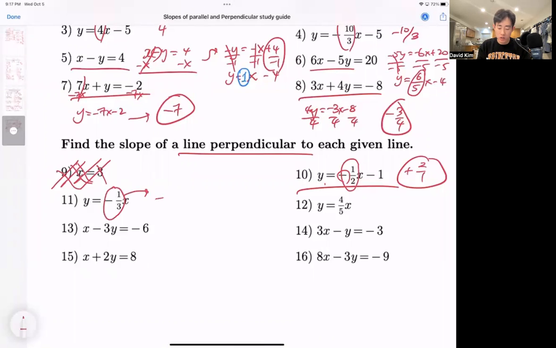Negative 1 over 3 turns into a positive 3 for 11, because it's 1 over 3 flipped over, 3 over 1. 4 over 5 flipped over will be 5 over 4. Don't forget to put a negative sign in there.